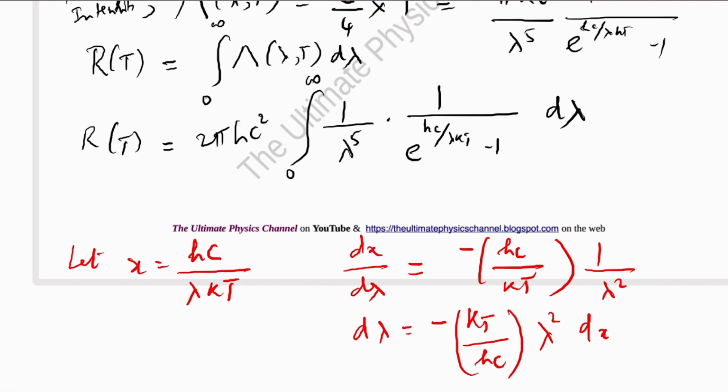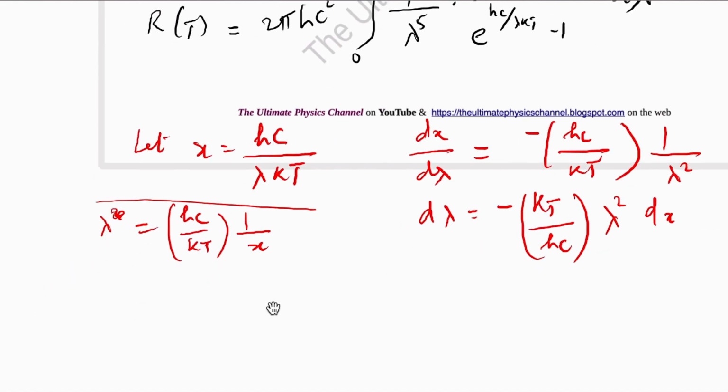And then based on this we can write lambda squared, or first lambda let's write, right? Lambda is hc over kT times 1 over x, and then based on this we write lambda squared as hc over kT squared times 1 over x squared, right? These are the things that we would need for substituting back into this equation, all that is required.